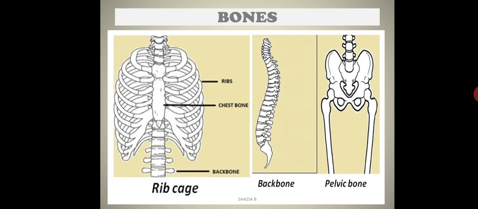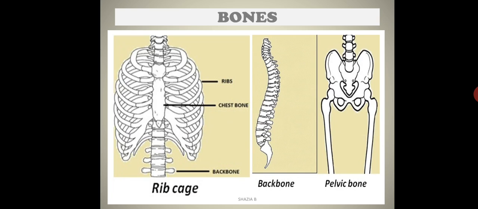Now these ribs are connected to the backbone. As we can see here, these box-like bones, after bending, connect to the back part of our body, that is the backbone. We are able to sit and stand, and do all these functions, because of this backbone present in our body.